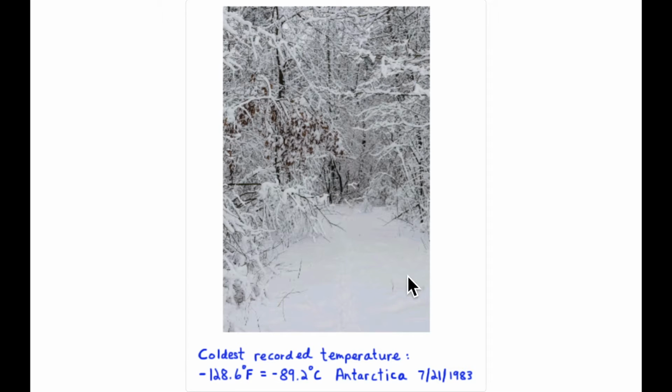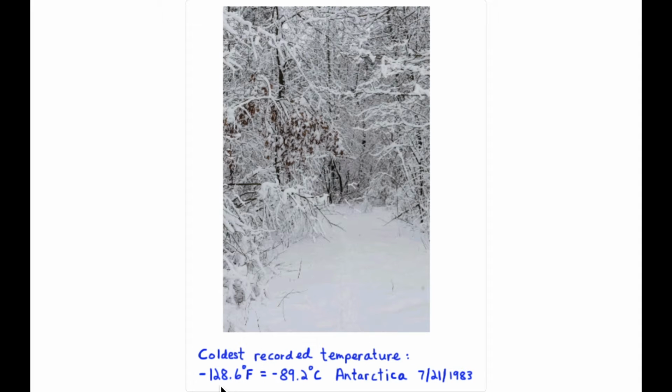And the coldest recorded temperature on the planet is a negative 128 and 6/10 degrees Fahrenheit, which is equal to a negative 89 and 2/10 degrees Celsius, in Antarctica on July 21st, 1983. Now notice that the hottest temperature was also in July, in 1910. I'd have to look back, but it was July. But that was in the northern hemisphere. And the coldest temperature is also in July, but this is in the southern hemisphere, when it's cold during July.